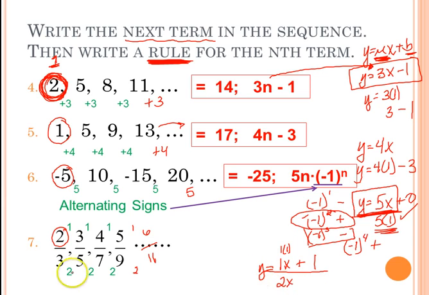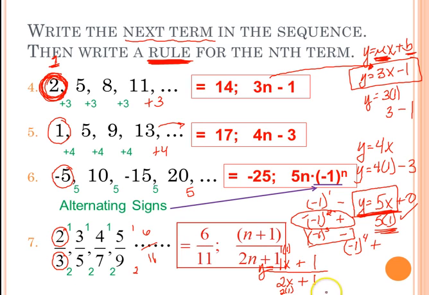On the bottom, 2x, because we're going up by 2 each time. And then again, if I put a 1 in here, this is 2 times 1. I'd be at 2. But I need my first term to be at 3. So this would be 2x plus 1 to get me to that 3. So my rule is n plus 1 over 2n plus 1. And my next term we said would be 6 over 11.